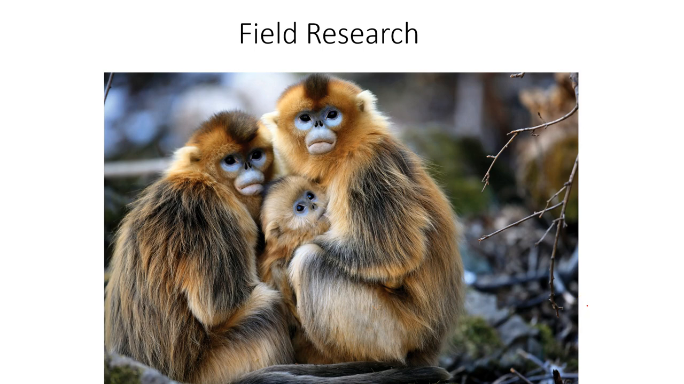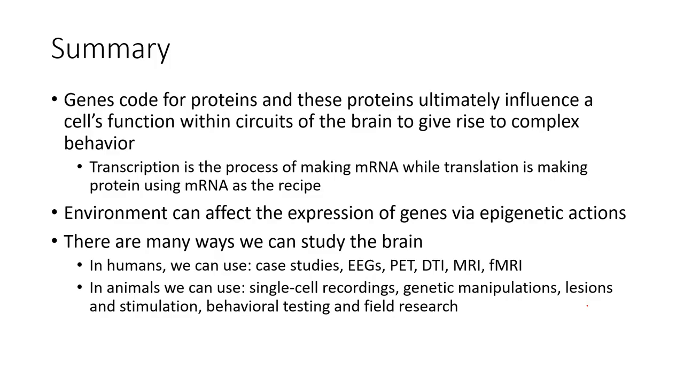So let's summarize this particular lecture. So we've learned that genes code for proteins, and these proteins ultimately influence a cell's function within circuits of the brain to give rise to complex behavior. So cells working together are known as circuits within the brain, and then they're the ones that contribute to the complex behavior we see in human beings. Transcription is the process of making mRNA, while translation is making protein using mRNA as the recipe. We've talked about epigenetics, where the environment influences the expression of particular genes.